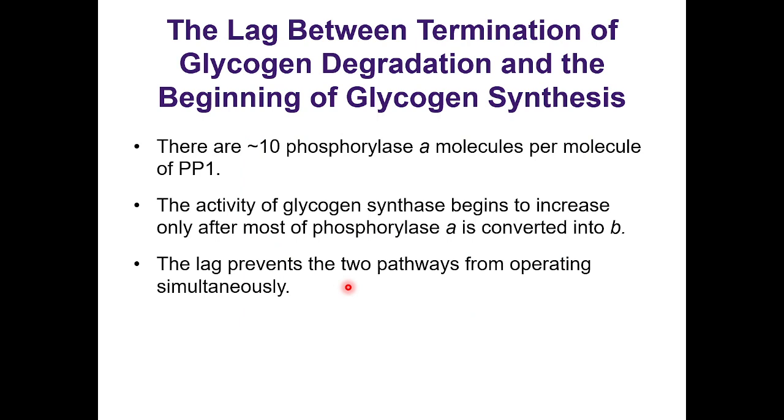So there are approximately 10 phosphorylase A molecules per molecule of PP1. The activity of the glycogen synthase can begin to increase only after most of the phosphorylase A is converted into phosphorylase B. This lag actually prevents your two pathways from operating simultaneously. And so it's that lag that keeps that from overlapping.